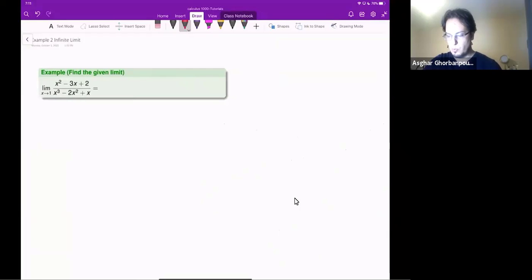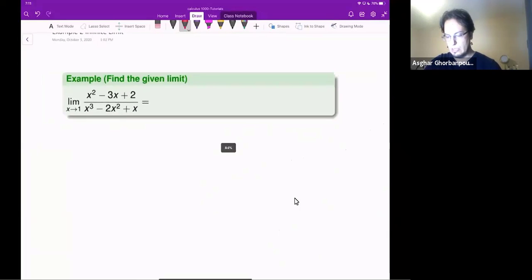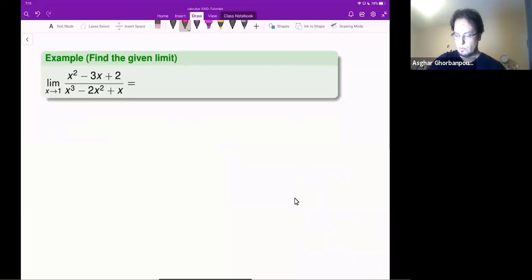How about this one? Okay, so with fractions, you always start with the quotient. Another limit, a regular quotient. So we always start with the denominator.